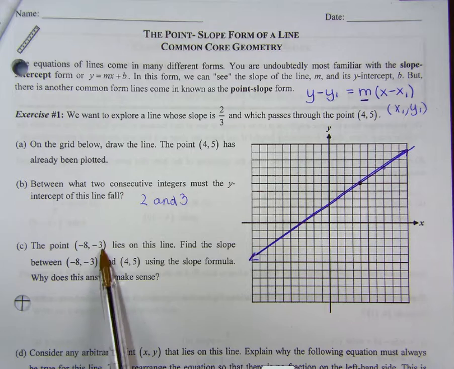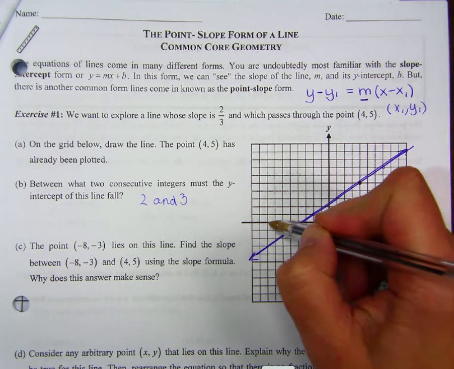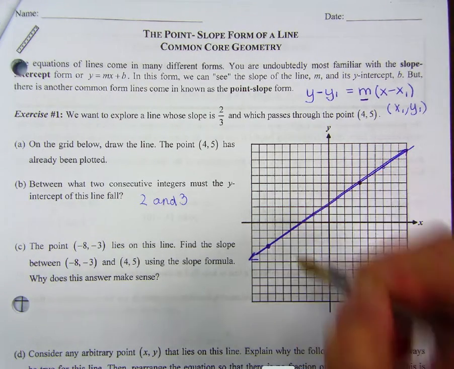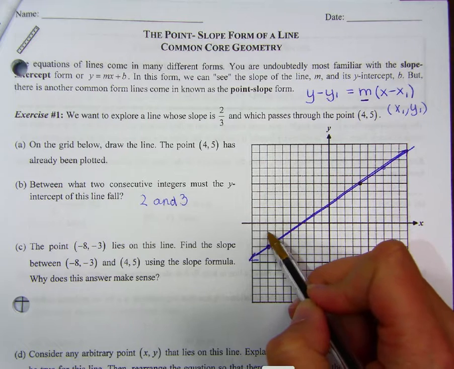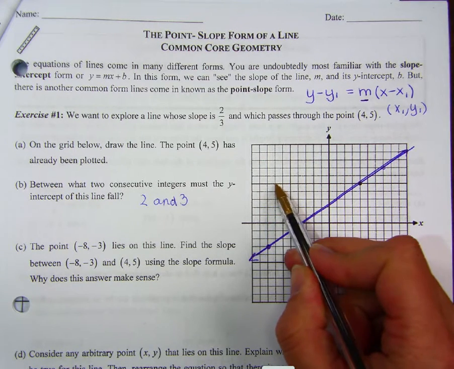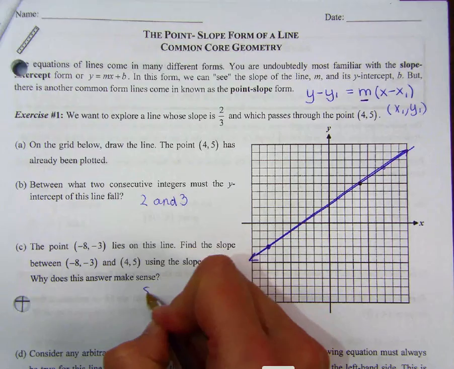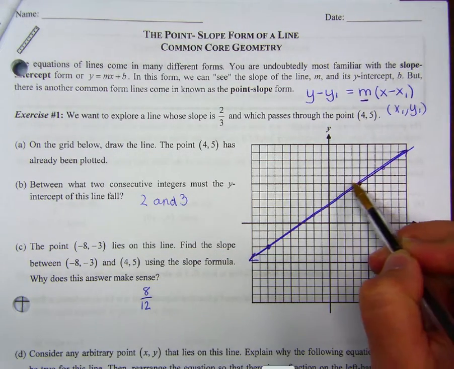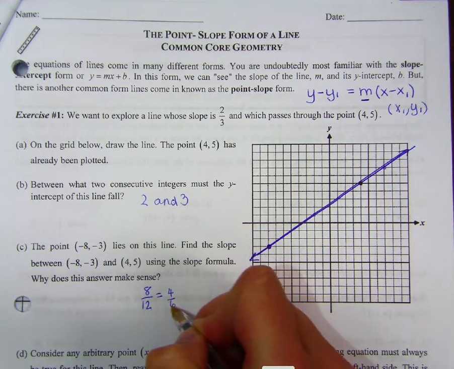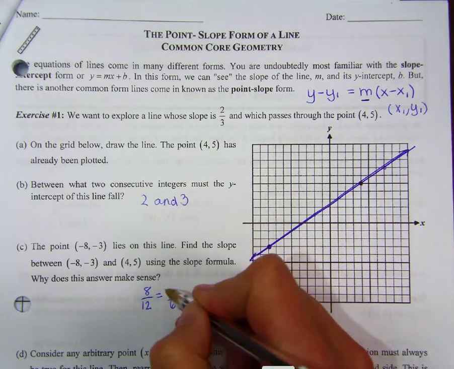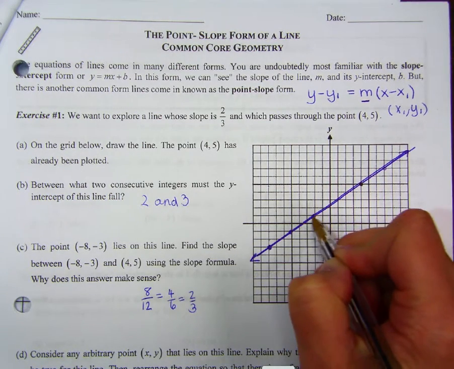But we know that the point (-8, -3) lies on this line. So what we want to do is find the slope between (-8, -3) and (4, 5). To go from this point to that point, it looks like I'm going to rise up 8 units and then run 12 units. I can reduce that down to 4/6, and I could reduce it again down to 2/3. So to go from one point to the next, I should be able to go up 2 units over 3 and hit points on my line.